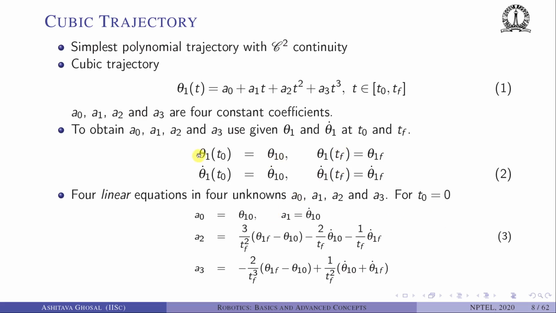Then if you substitute t equals 0 in this equation, we will see that theta 1 0 is a0. Likewise, a1 will be theta 1 dot 0, and a2 and a3 will be in terms of tf and theta 1 f and theta 1 0 and so on. Little complicated expressions for a2 and a3, but not very complicated. As you can see, one term in a2 is divided by tf square. In a3, one term is divided by tf cube.